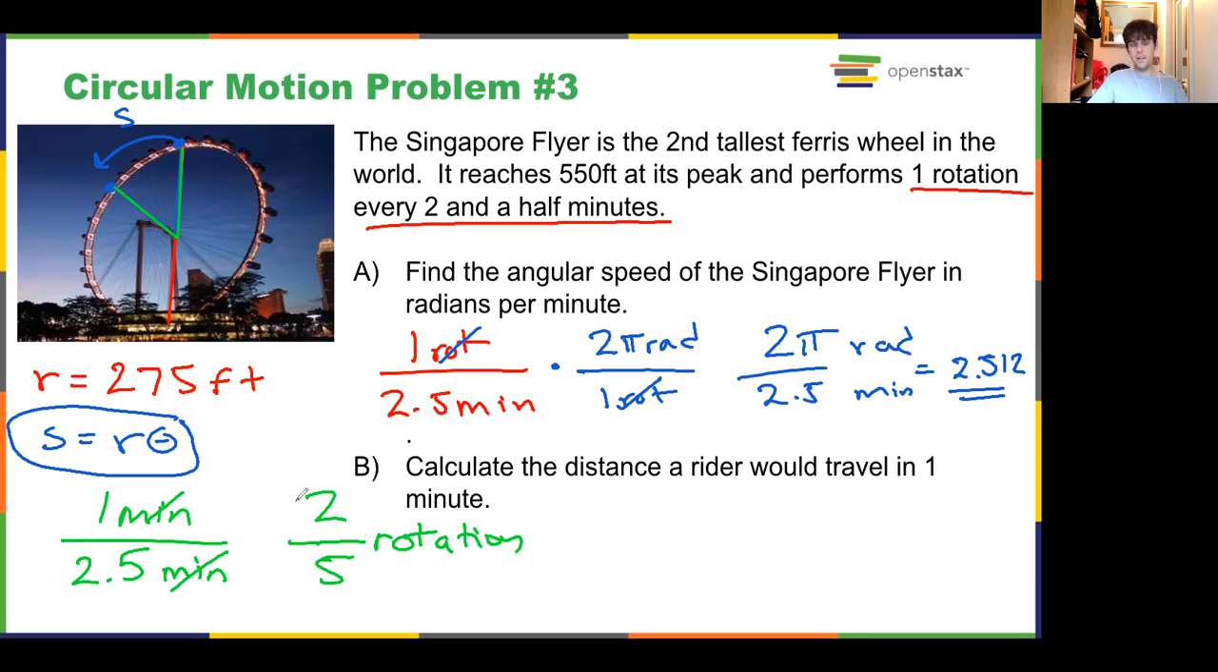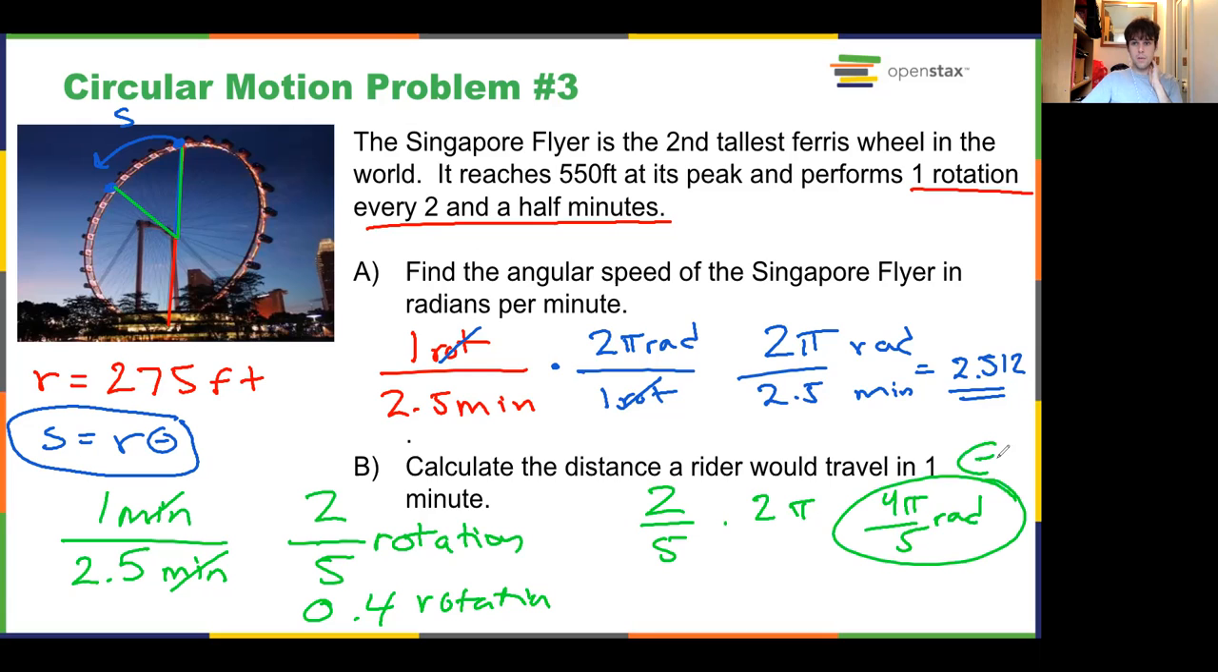We could even get a decimal there. So 2/5 of a rotation, or 0.4 of a rotation. So I can use that to figure out my angle. If I know I'm going 4/10 or 2/5 of a rotation, I can multiply that by 2 pi. So I can do 2/5 times 2 pi. So that's going to give me my angle here. That's going to be 4 pi over 5 radians. So that is the angle that we need.